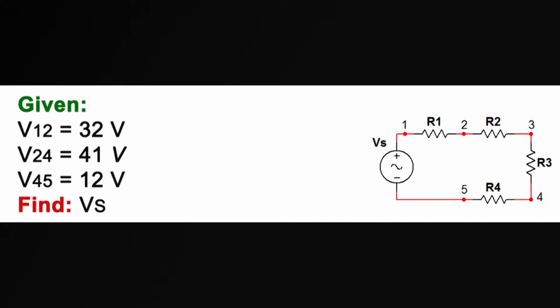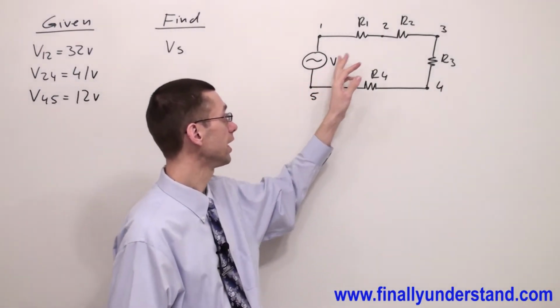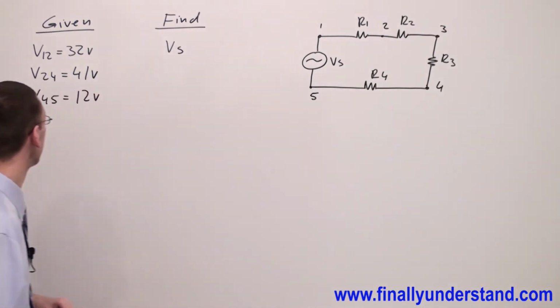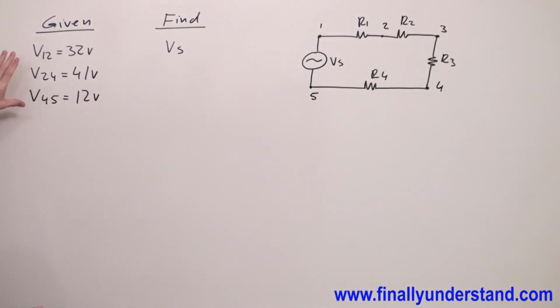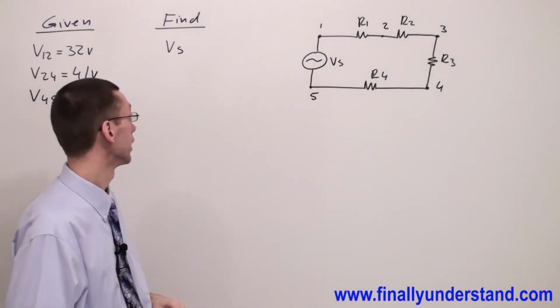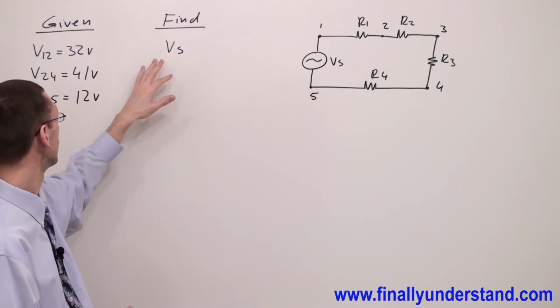Let's take a look at this example. We have a given series circuit which contains a voltage source and two resistors. We also have the voltage drops across these resistors, and we're supposed to find the voltage source. So let's take a look at what we have.